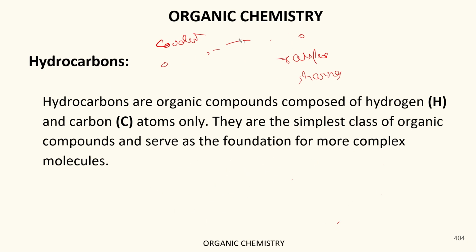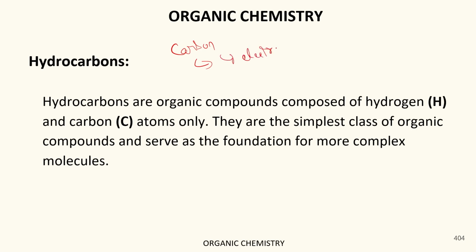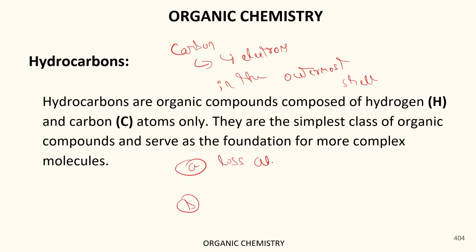Got it? But in the case of carbon, remember one thing, that carbon has four electrons in the outermost shell. So there are two scenarios. First, lose all 4 electrons.